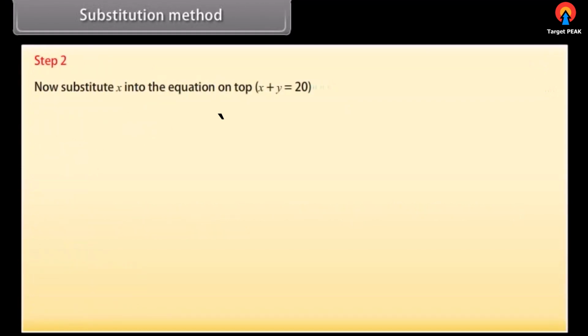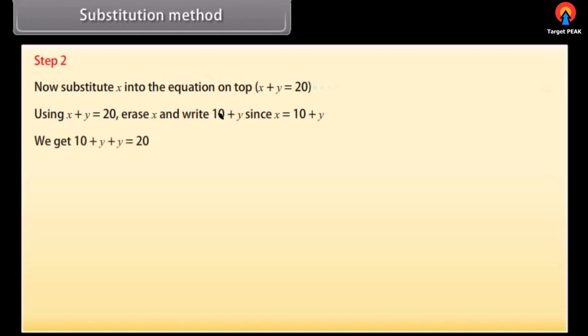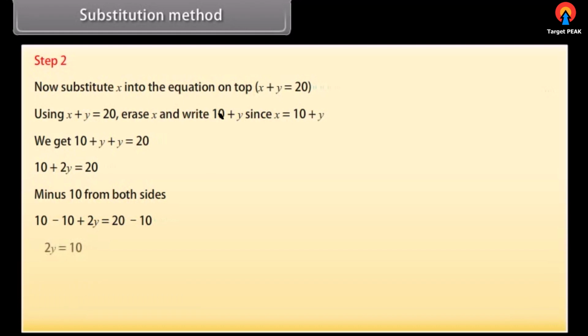Step 2. Now substitute x into the equation on top. x plus y is equal to 20. Using x plus y as 20, erase x and write 10 plus y since x is equal to 10 plus y. We get 10 plus y plus y is equal to 20, 10 plus 2y is equal to 20. Minus 10 from both sides. 10 minus 10 plus 2y is equal to 20 minus 10. 2y is equal to 10. Divide both sides by 2. y is equal to 5.